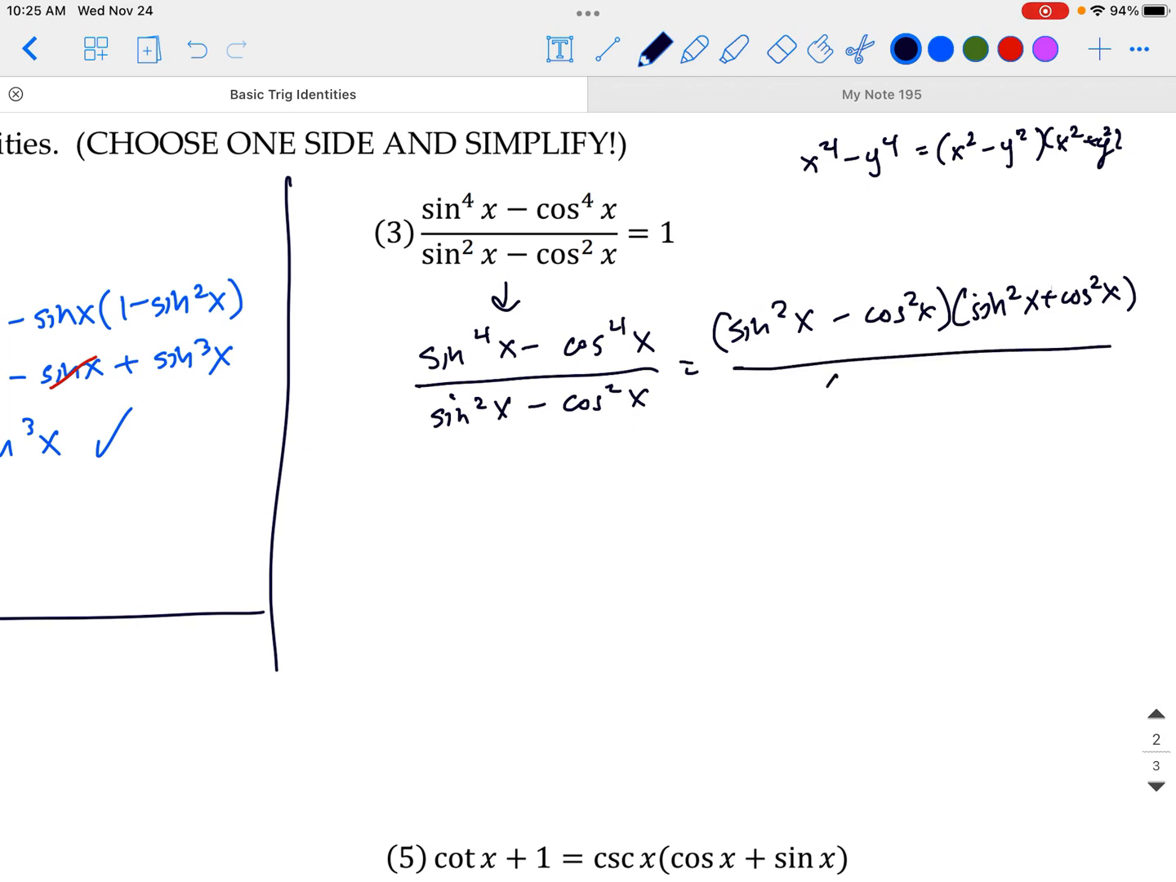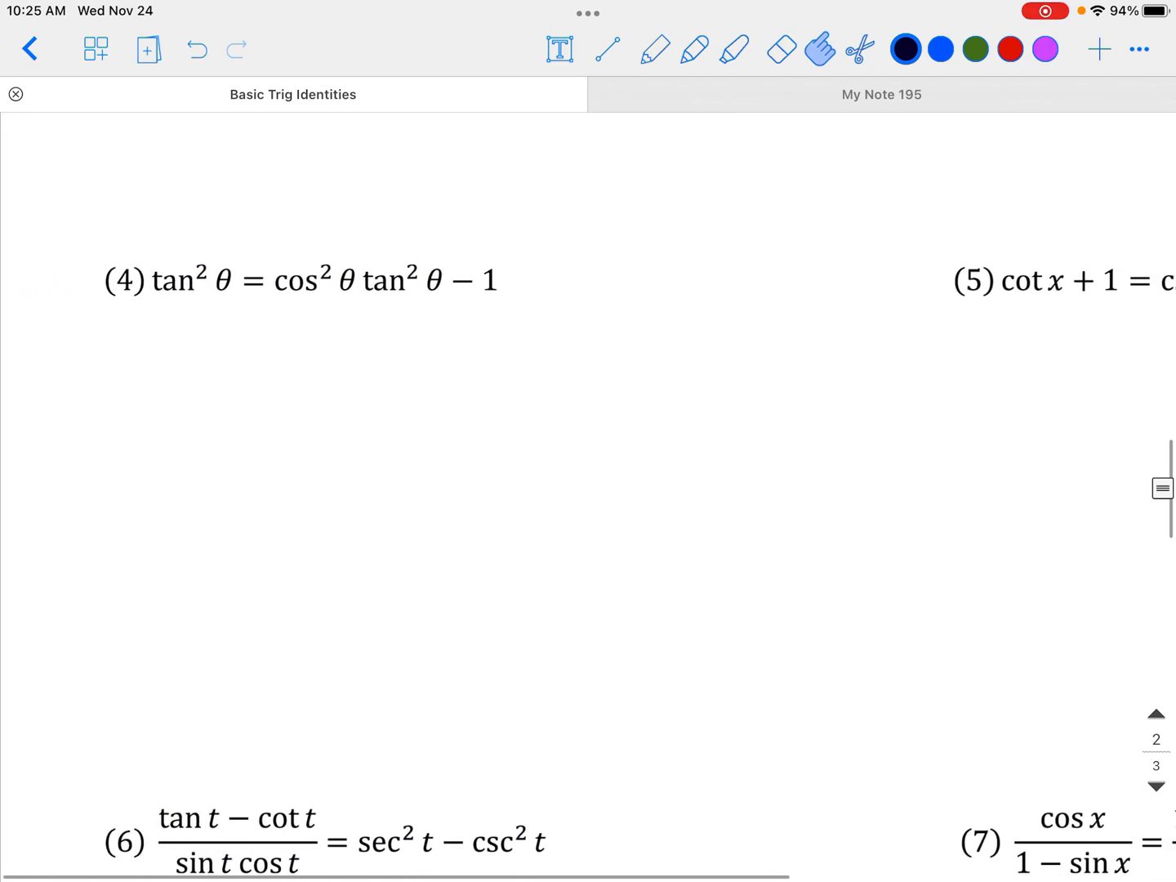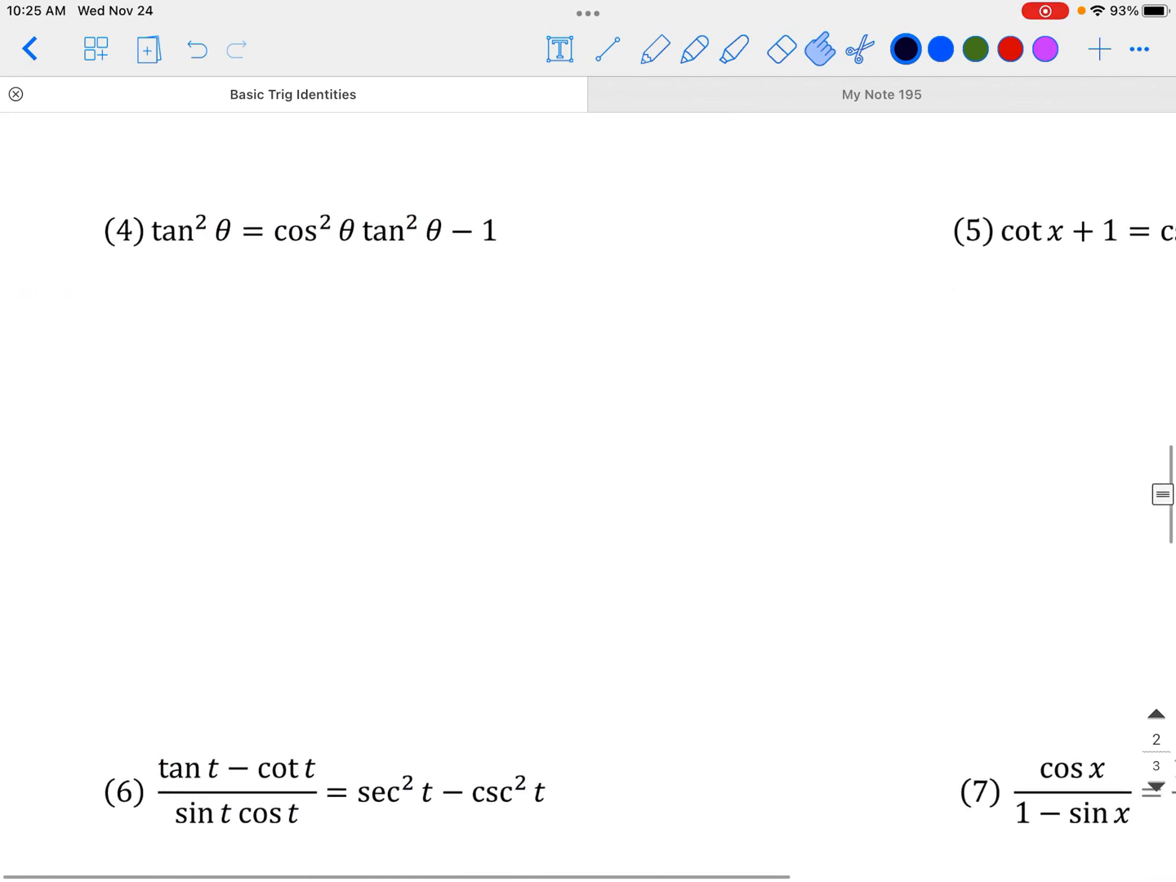And then on the bottom, we'll notice, we've got some like terms that are factors, right? So we're multiplying this, so we can just cancel those out. And what does that leave us with? Well, it leaves us with sine squared plus cosine squared, but we know that that just equals 1. So again, this is kind of almost a single-step proof, so very short. All right, so moving on to number 4.